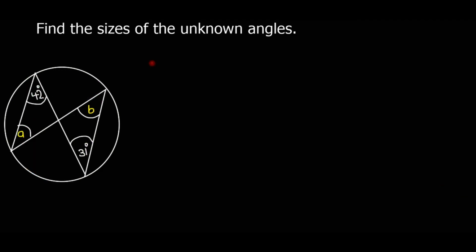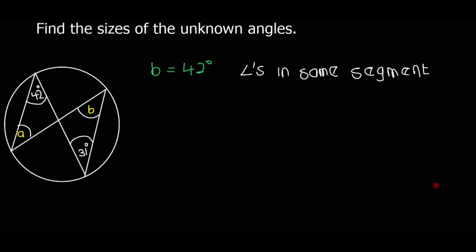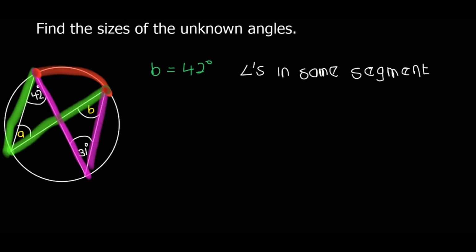And therefore we say B is equals to 42 degrees, and the reason is angles in same segment. And then again, this is my arc. You can see that this same arc extends this angle, and that same arc extends this angle. Therefore we say this angle and this angle are equal, same reason, angles in same segment. Therefore A is equals to 31 degrees, and the reason is angles in same segment.